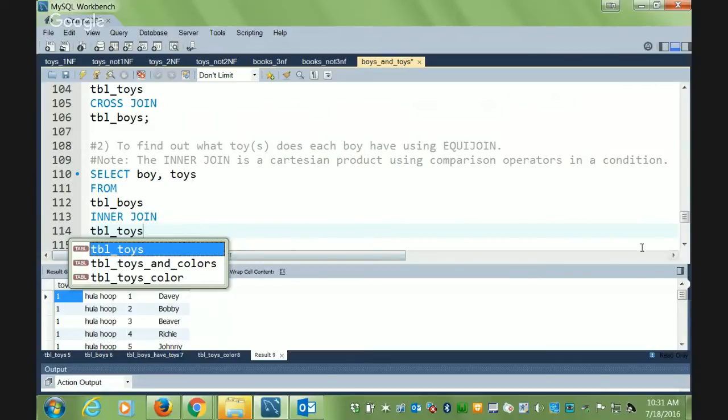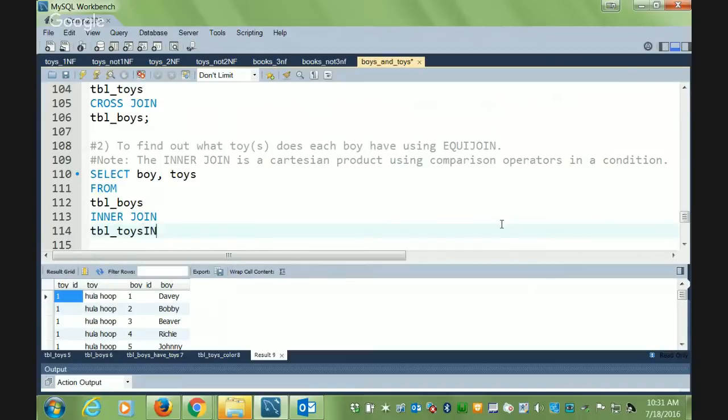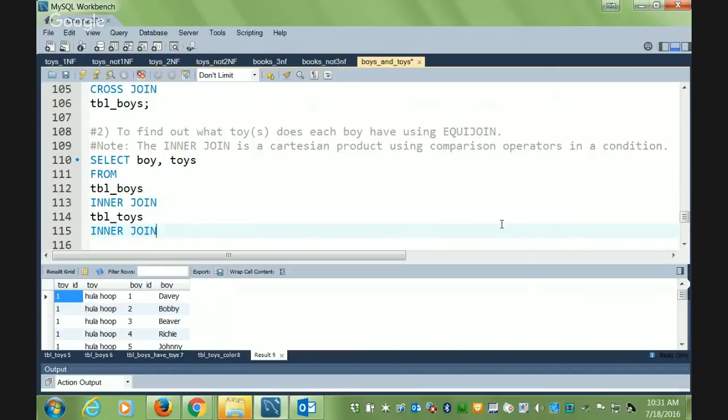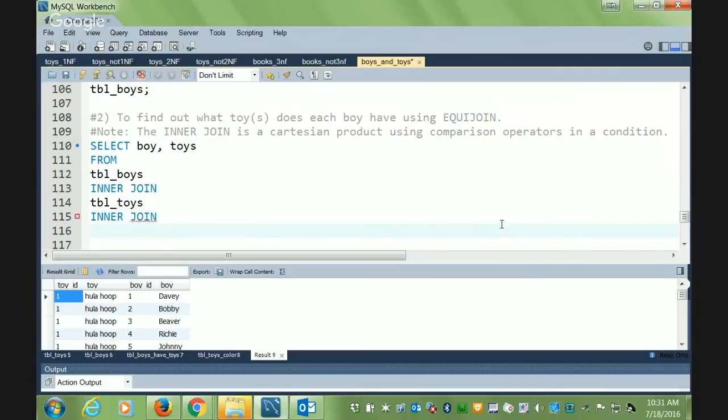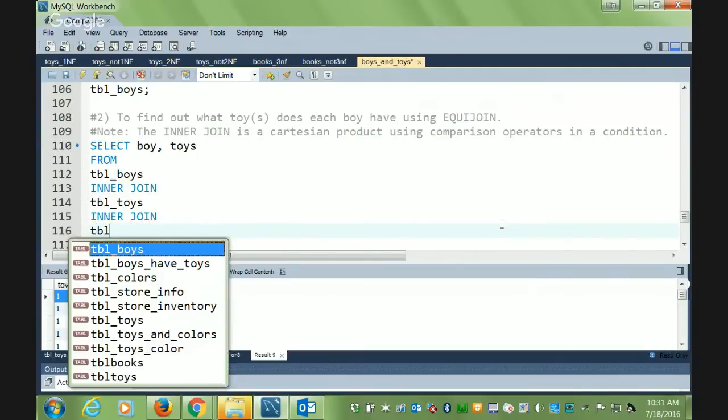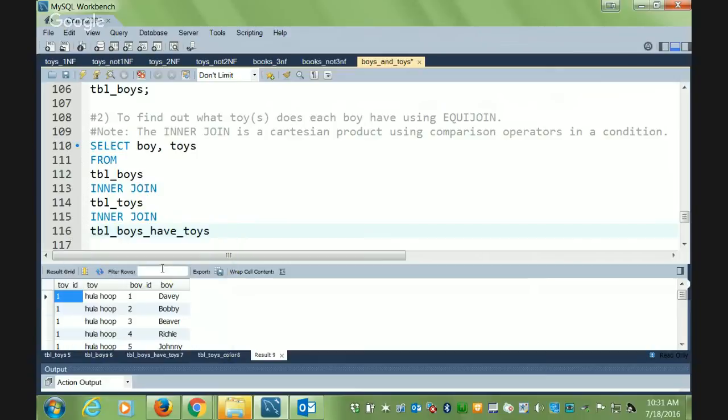At this point, I've decided which fields I'm interested in, and which tables I'm interested in. Now, where do you get the information about which boy has which toys? This is the boy name and the toy name, good enough. But where is the information which boy has which toys? Boys have toys, so combine that table also. You have to think, which tables am I interested in? It's not only the two tables from which you're drawing the values. This information is coming from TBL boys have toys. So you're joining three tables.